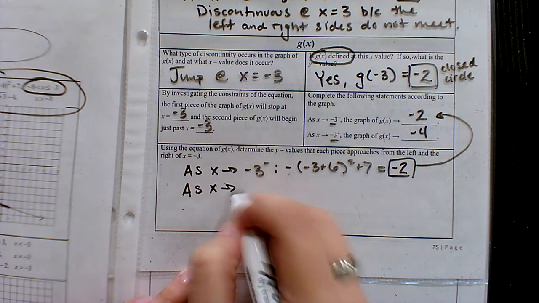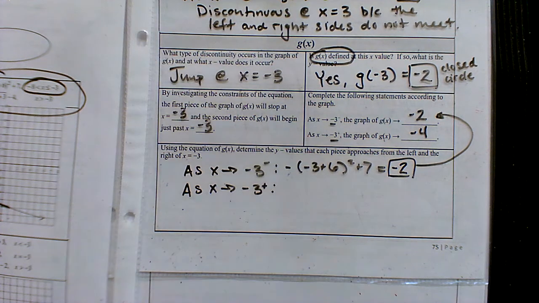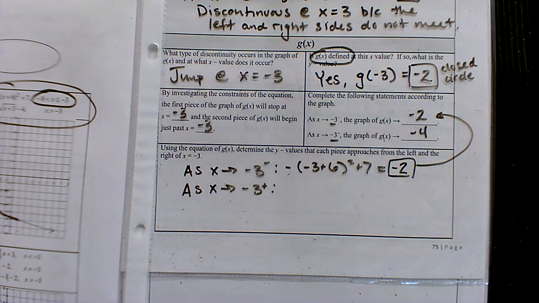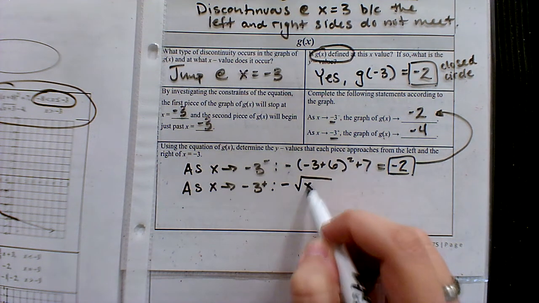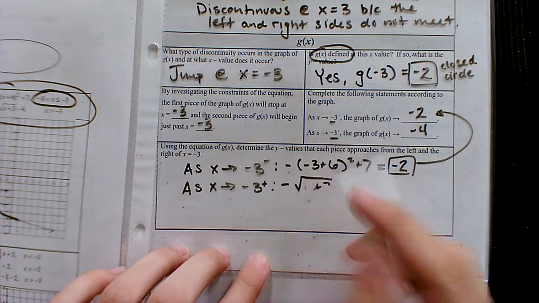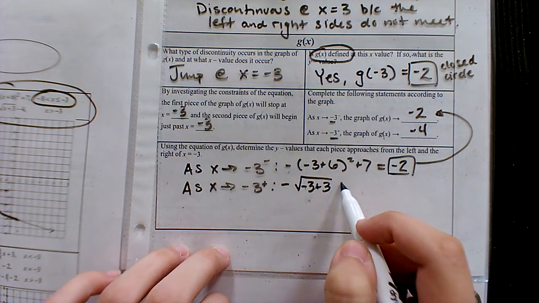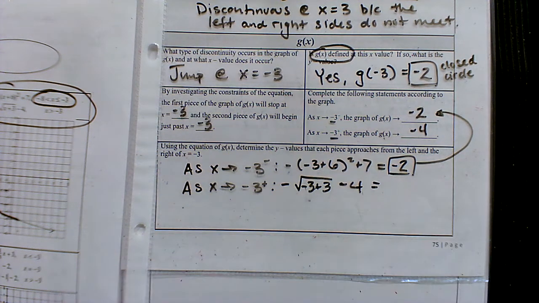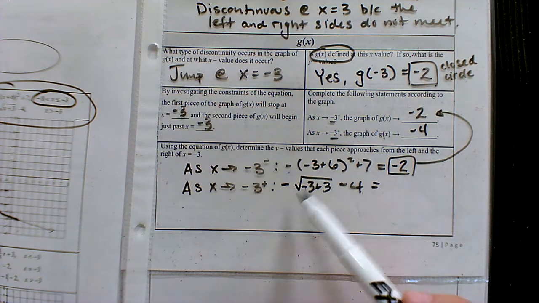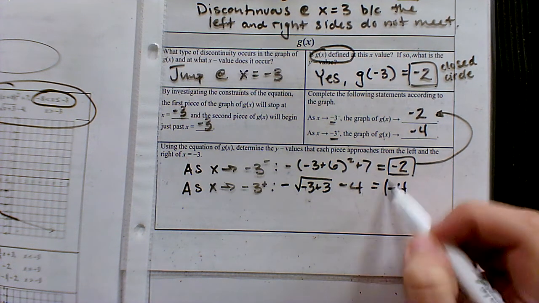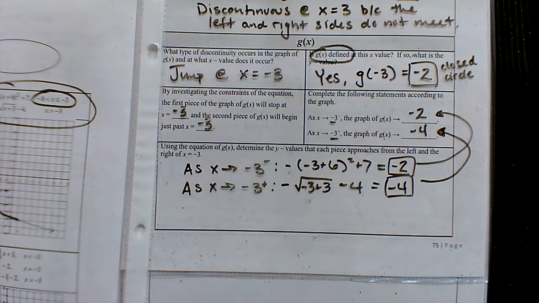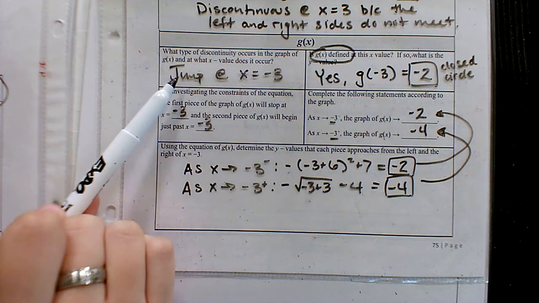Let's go ahead and take a look at the right-hand side of negative 3, which would be the second equation, or the only other one that's left. Negative 3 plus 3 is 0, square root of 0 is still 0, negative 0 is still 0, minus 4, so we're left with negative 4. Notice how it matches. So either based off of a graph or an equation, we can figure out left or right-hand side.